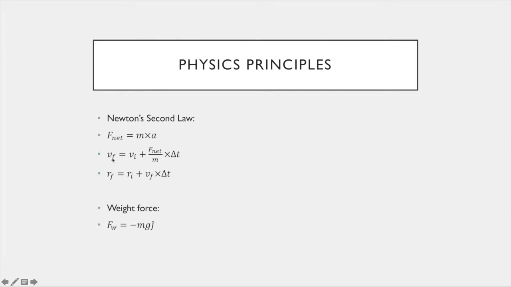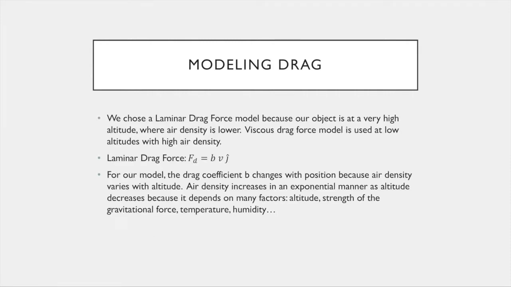We know that the final velocity equals the initial velocity plus the net force over the mass times the change in time. And we use this velocity to update the object's position. We know that the object's final position is equal to the initial position plus the velocity times the change in time. We also know that the weight force is equal to minus the object's mass times g times the unit vector j hat. We will also be taking into account a drag force in this experiment.